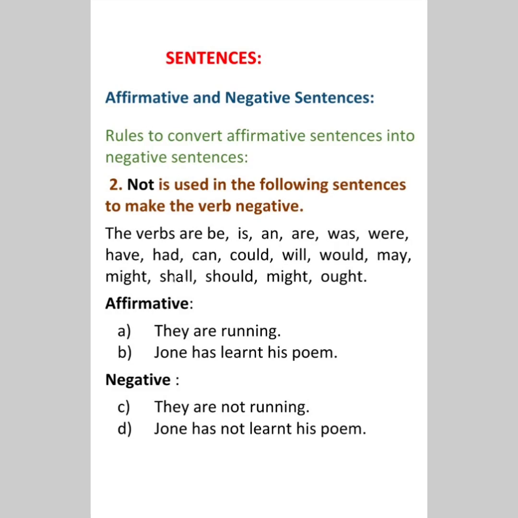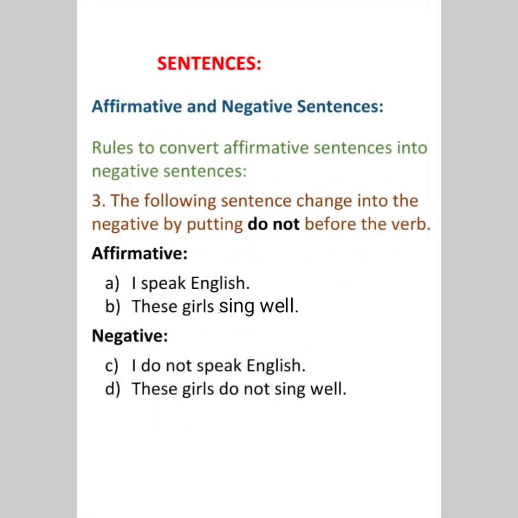Next we see the third rule. The following sentences change into the negative by putting do not before the verb. In affirmative, I speak English. As a negative, I do not speak English. These girls sing well. These girls do not sing well. We'll see the differences.